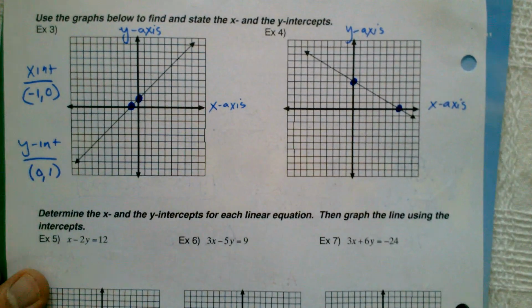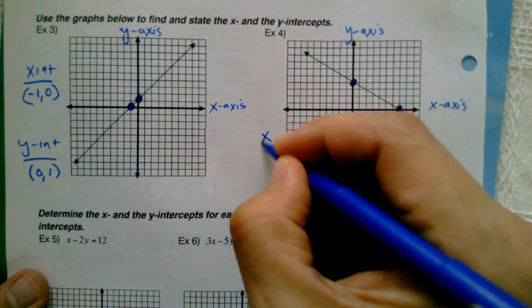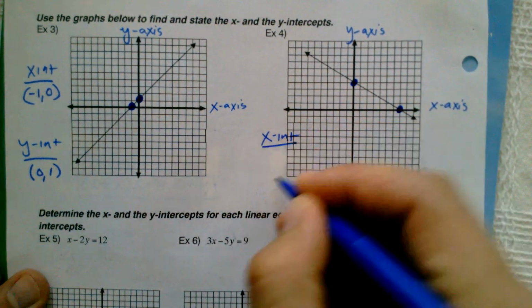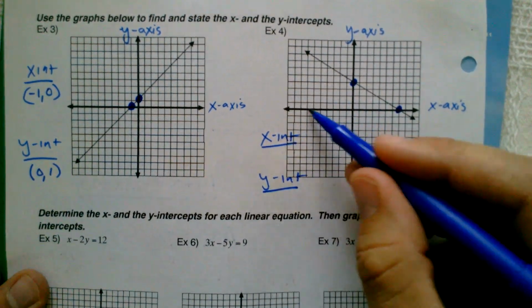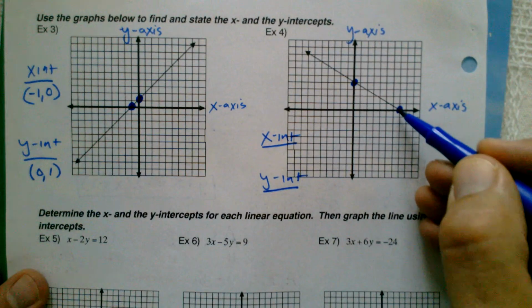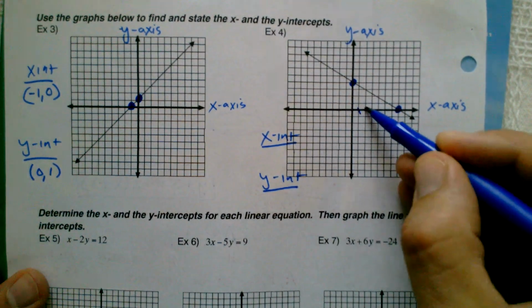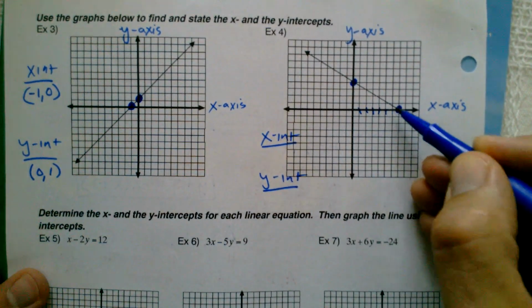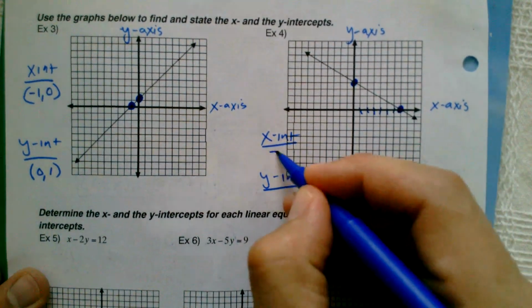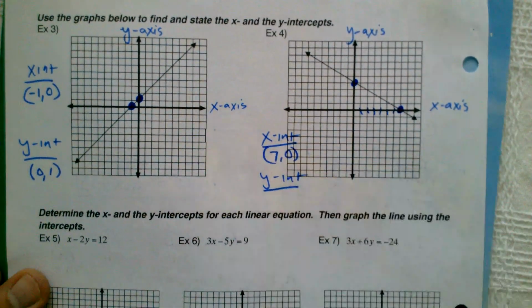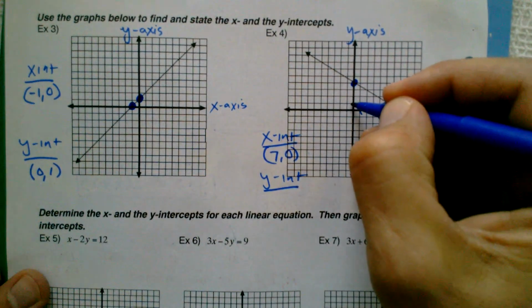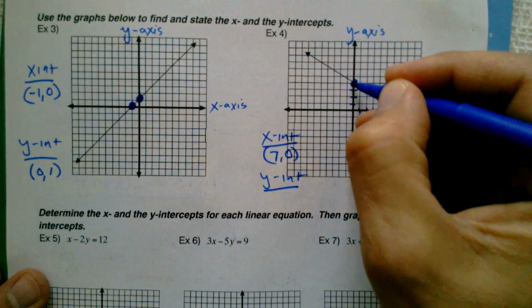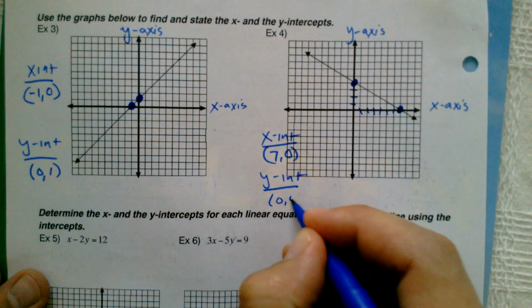So as I look at number 4, I like making big dots where those points are. I want to find the x-intercept and the y-intercept. Find the x-axis and where it crosses or touches. I'm going to count 1, 2, 3, 4, 5, 6, 7. I get 7, 0. And then this is the y-intercept. 1, 2, 3, 4. That point is 0, 4.